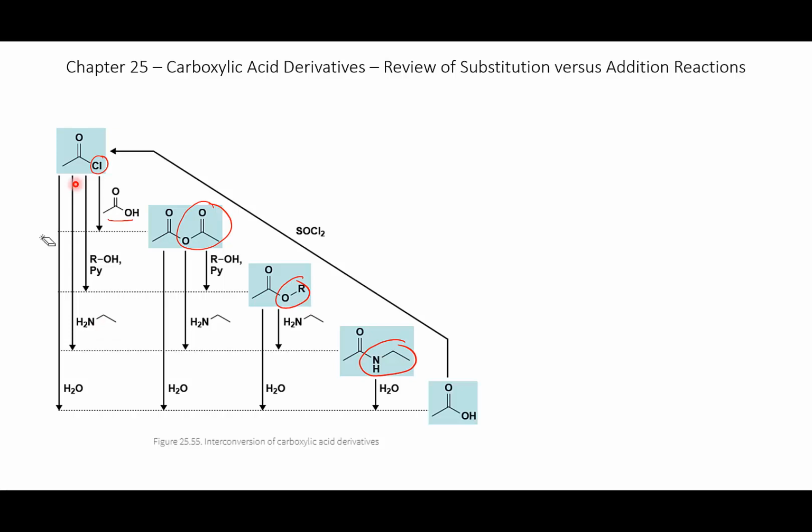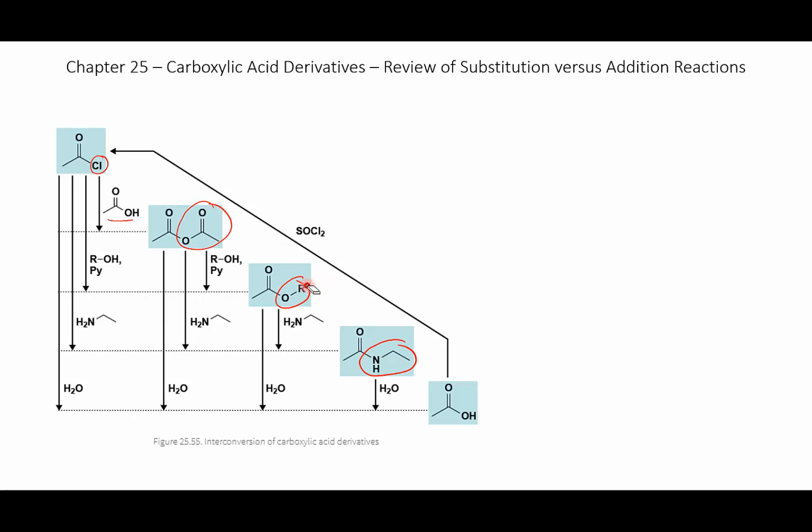When you react the acid chloride with water, what do you get? You get the carboxylic acid. As we go through these reactions, just keep in mind that the acid chloride, the most reactive, can be converted to an anhydride. The anhydride can be converted to an ester or an amide.